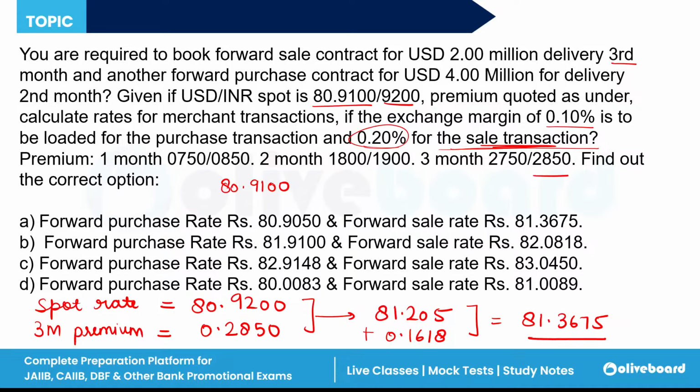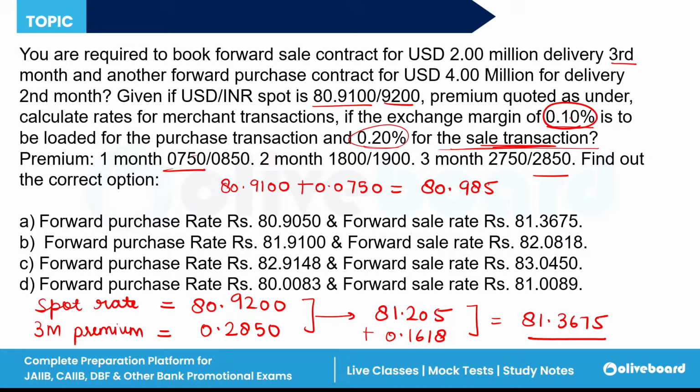80.9100, and 1 month premium is charged here, which is equal to 0.0750. So add this, that is equal to 80.985.